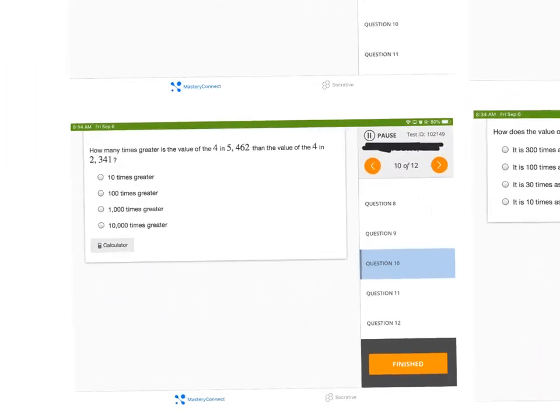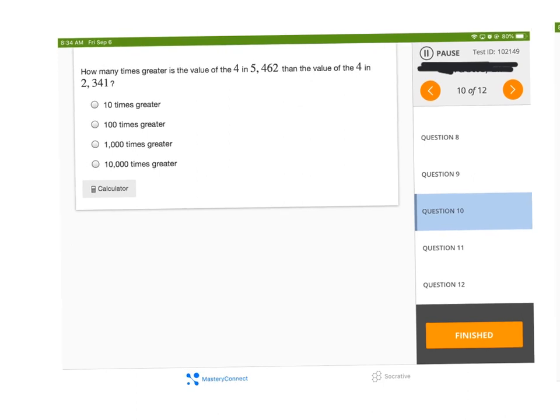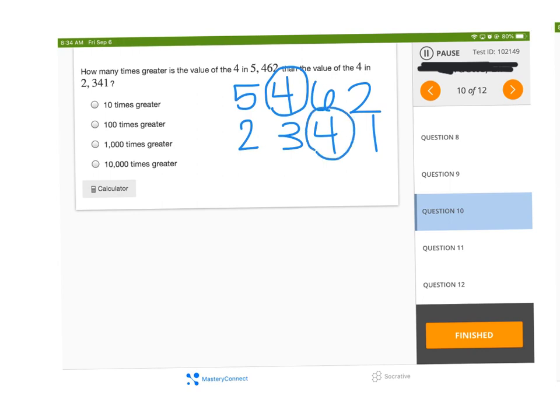Okay, number 10, not choice 10. These are review questions from our last unit, and so these really shouldn't be hard for you anymore. You're just going to write these two numbers, line them up like this. We're comparing the 4s, so I'm going to circle the 4s. I'm going to bounce over, and that's when I put my 1. I only had 1 bounce, so that tells me it was 10 times greater.